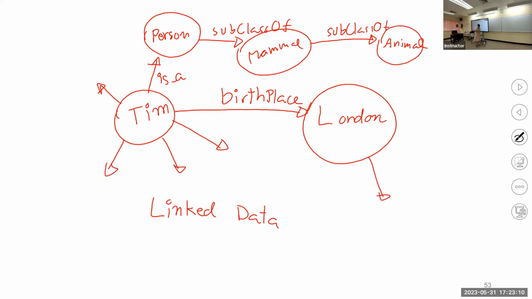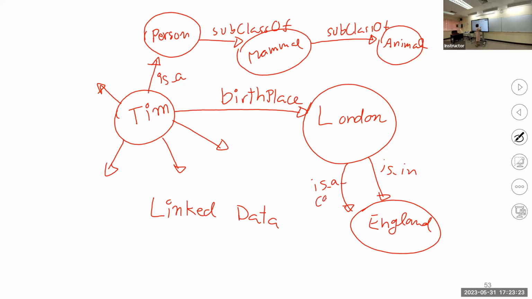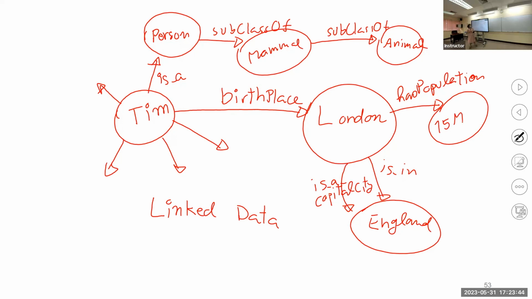London is in what? England. London is a capital city of England too. London has a population. I don't know, sorry, but I will guess 15 million. London has a size. I mean, how many square kilometers? I don't know. And so on and so forth.